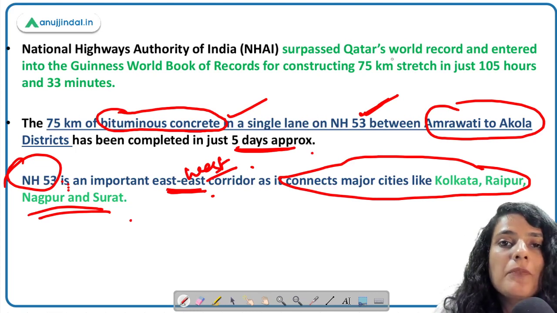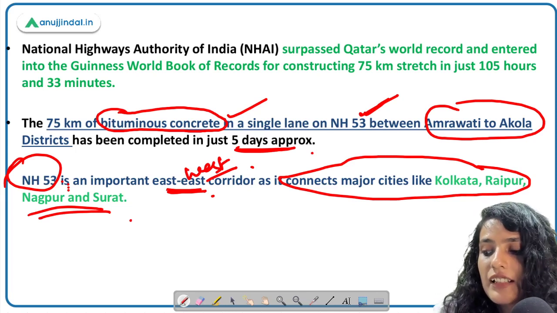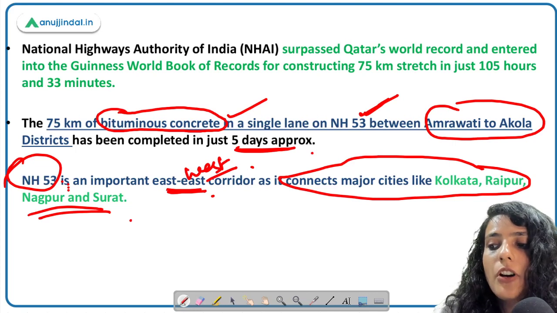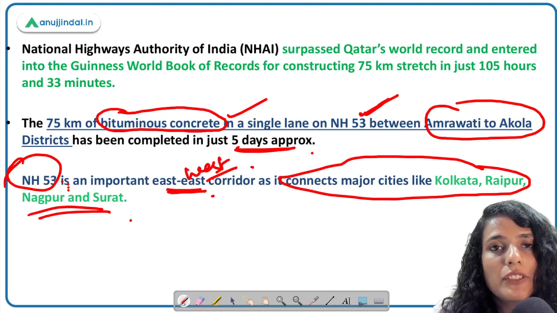So Qatar ab tak Guinness Book of World Record mein sabse pehle tha. Now it is being surpassed by the National Highway Authority of India. National Highway Authority of India, you all know, was constituted or formed in the year 1995 as an autonomous agency of the Government of India.